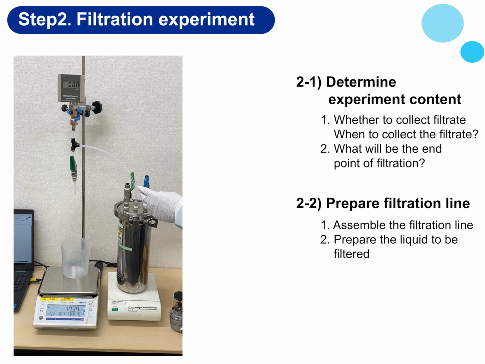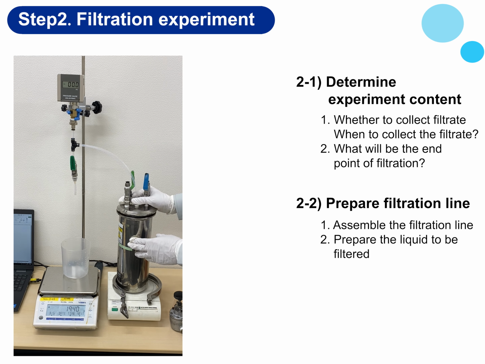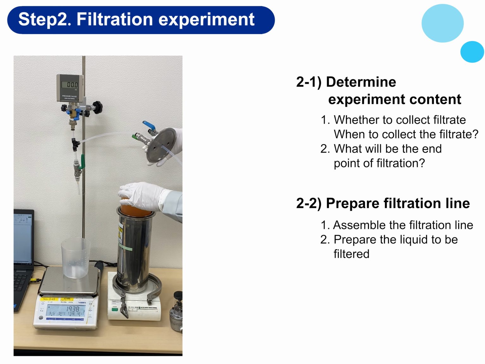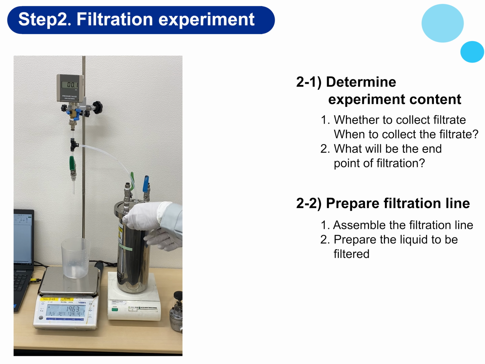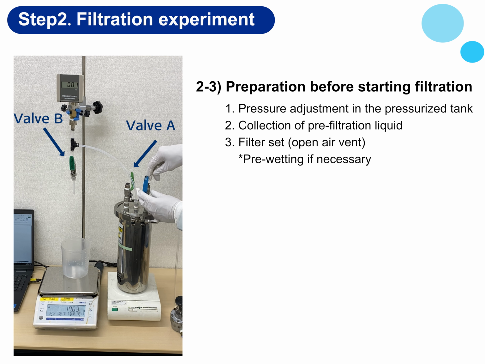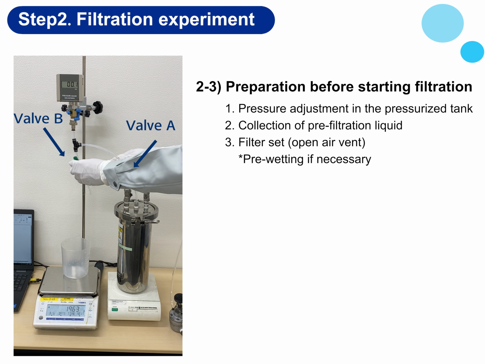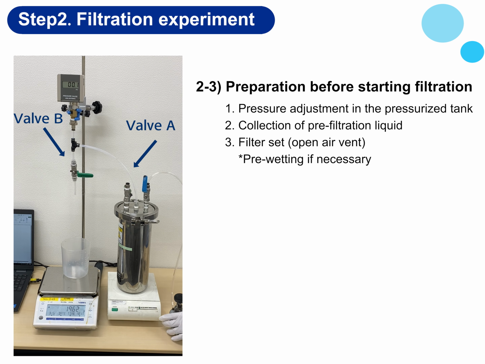Assemble the filtration line and prepare the liquid in which the experiment will be conducted and place it in the pressurized tank. If particles in the liquid tend to precipitate, conduct the experiment while stirring the liquid with a stirrer or similar device. With valves A and B closed, pressurize the system so that the value indicated by the pressure gauge is near the experimental pressure.